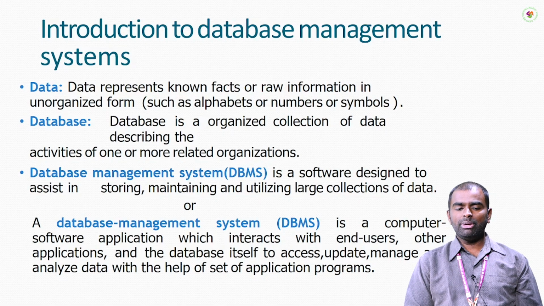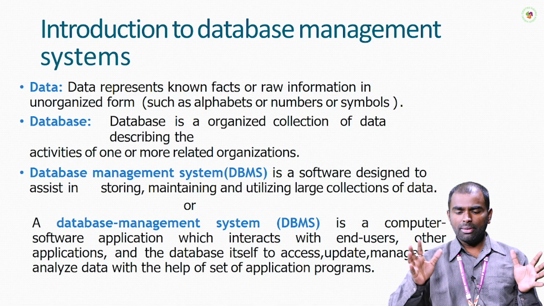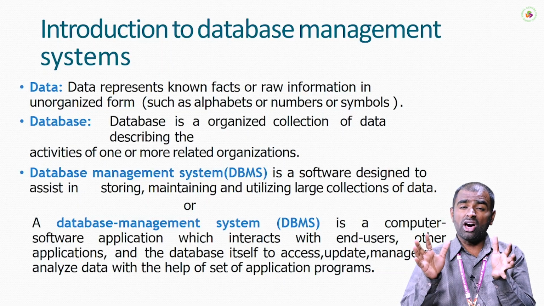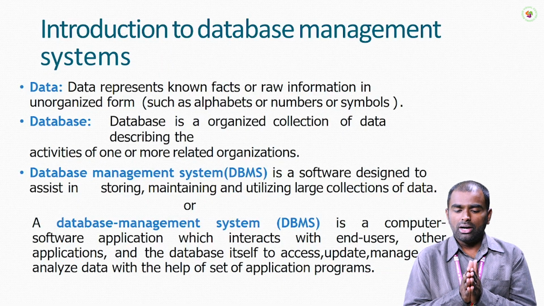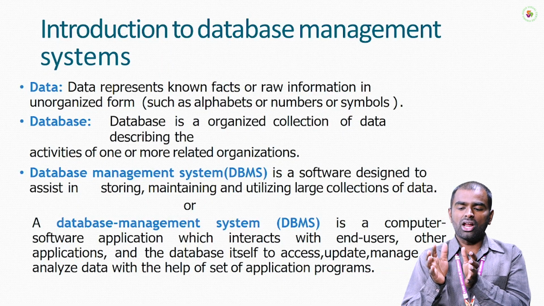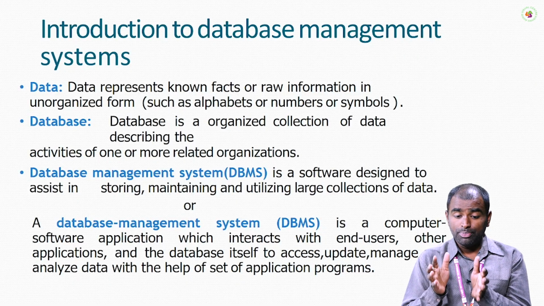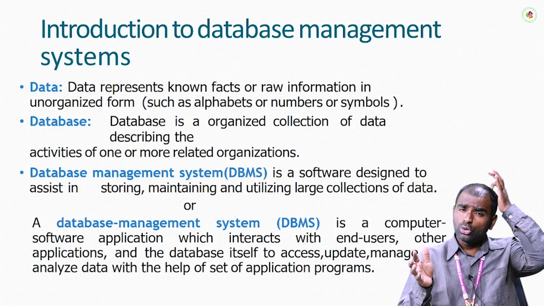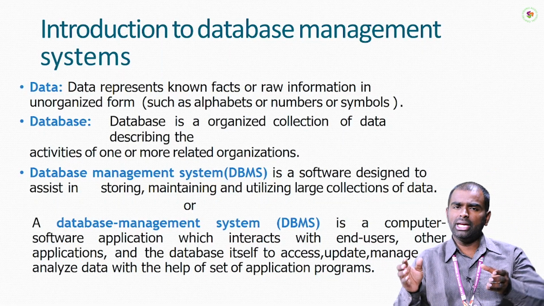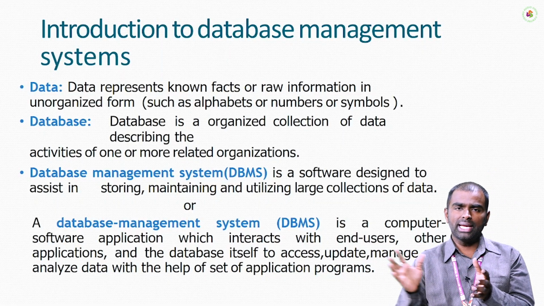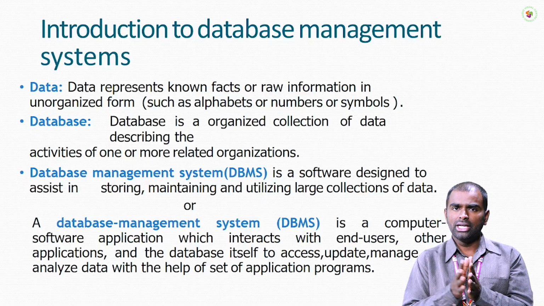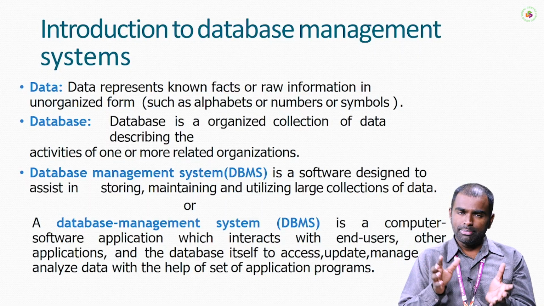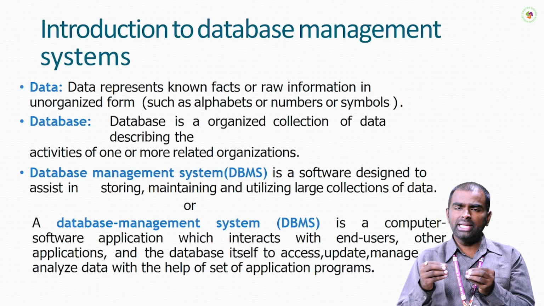So, introduction to database management systems. First, data. What is meant by data? Data is raw information in unorganized form. That is, data represents known facts or raw information in unorganized form, such as alphabets, numbers or symbols, anything. It may be numericals 1, 2, 3, alphabets A to Z, or some special symbols. Data may be anything.